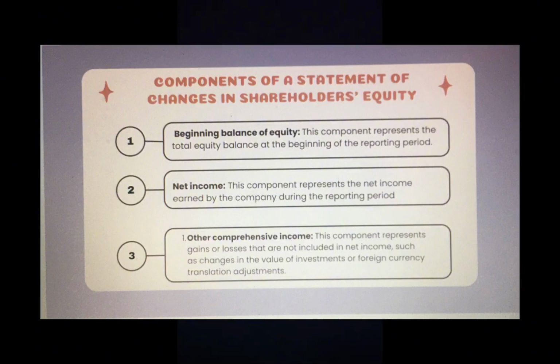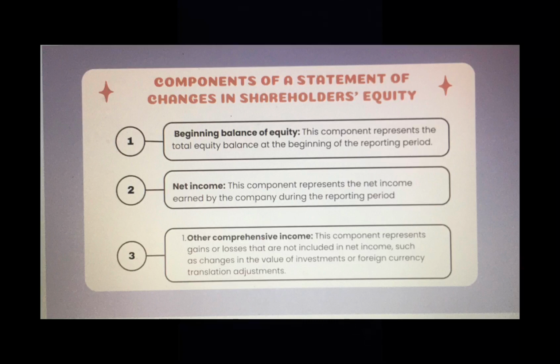And the third one is other comprehensive income. This component represents gains or losses that are not included in net income, such as changes in the value of investment or foreign currency translation adjustment. So in other comprehensive income, these components also represent the gains or losses that were earned or deducted, not included in net income, such as the changes in value of investment, or foreign currency translation adjustment.